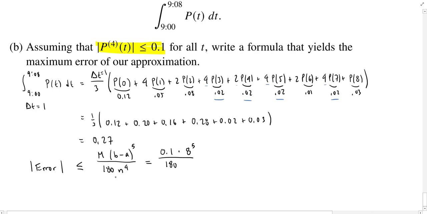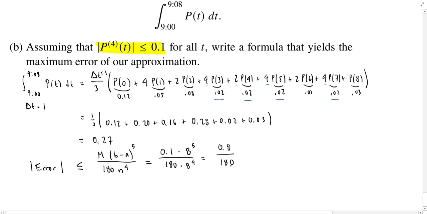And then n is actually the number of intervals. Well, we had 8 intervals, right? There were 9 dots, 9 data points. So we have 8 intervals. So this is times 8 to the 4th. And hey, that's actually pretty nice because we have 8 to the 5th over 8 to the 4th. So most of those will cancel, and we'll just get a 0.8. So that's 0.1 times 1 copy of 8 divided by 180.